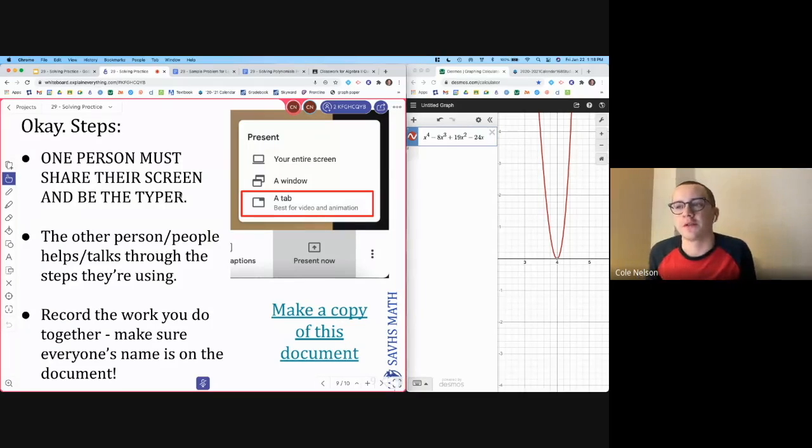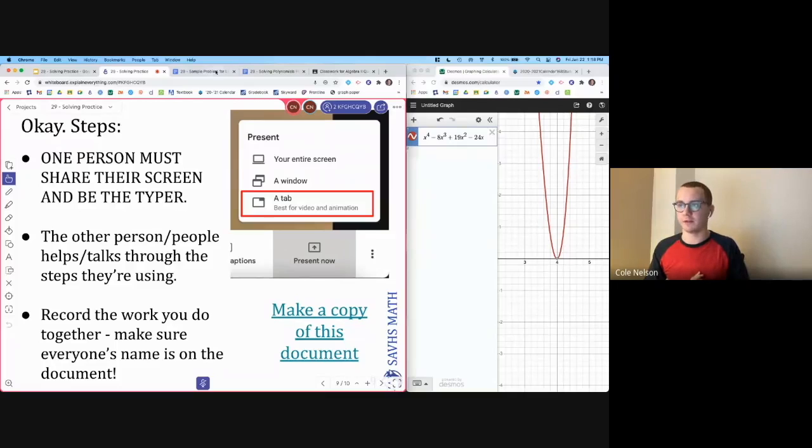One of the critical parts of doing breakout rooms is you all have to be seeing the same thing so that you can all be talking about the same thing. And so the critical first step of a breakout room is one person volunteers to present their screen, okay? So click the present now button and then click the a tab button. You can choose what tab you want to be in, or you can choose entire screen. I don't really care what you choose.